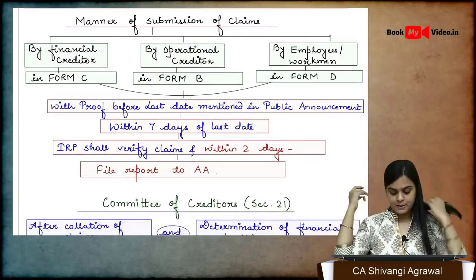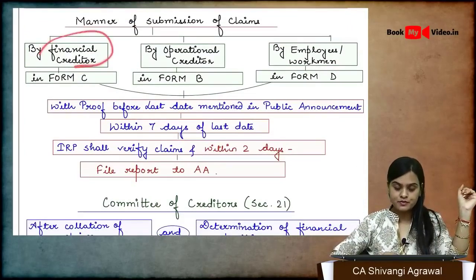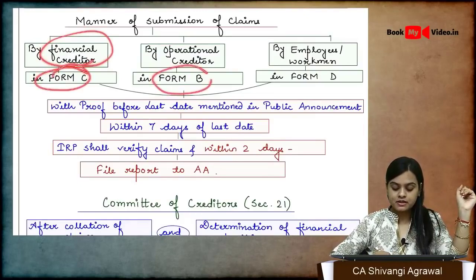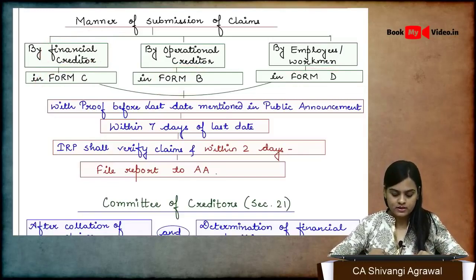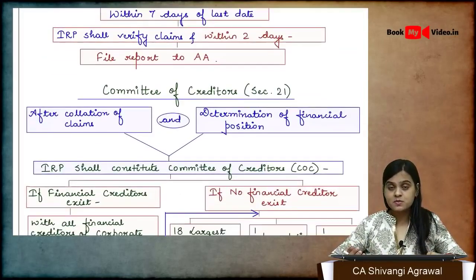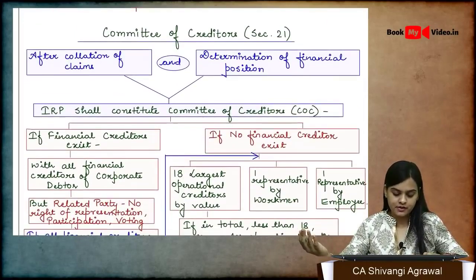Manner of submission of claims, not so important, but you can remember the forms: if you're a financial creditor, you submit in form C. If operational creditors, submit in form B, and the employees and workmen have to submit in form D. Right? So they submit all the claims. IRP verifies the claims, makes a report, and provides it to the adjudicating authority.